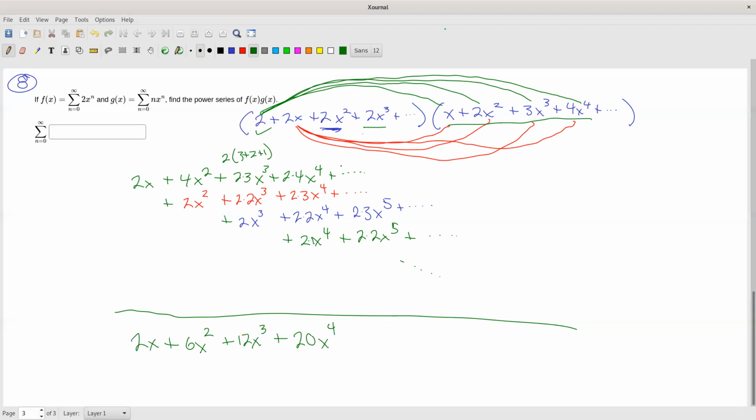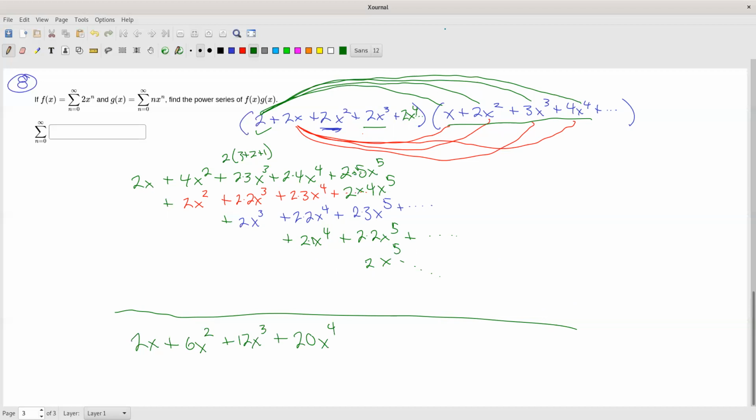And I might as well write out one more for fun. The next one would have been 2 times 5x to the 5th. And this one would have been 2 times 4x to the 5th. And the next one down here would have been the 2x to the 4th times each of those, which is going to be a 2x to the 5th, blah, blah, blah. And I get the same pattern.